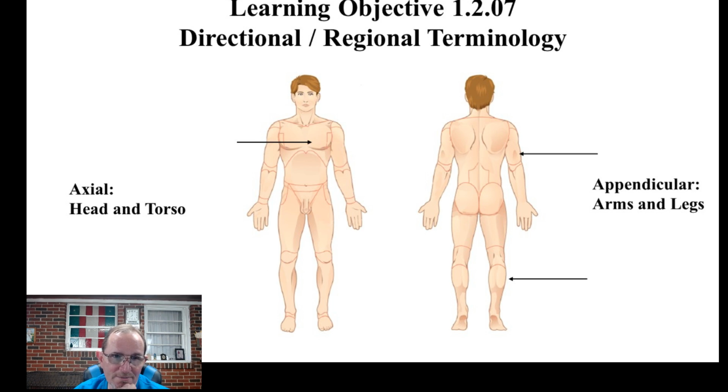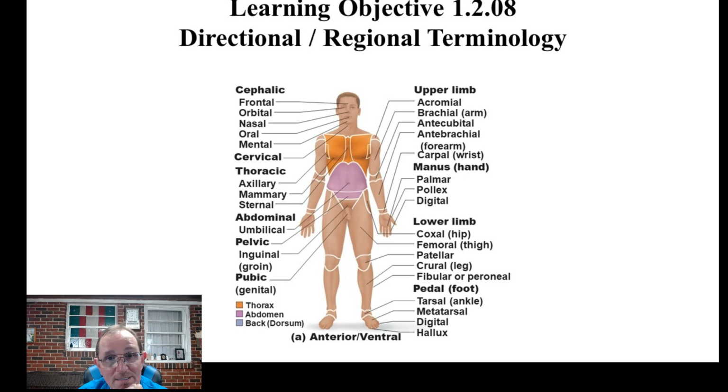This comes into play when we get to the skeleton, but in general, the head and the torso that we were talking about, we call that the axial. The appendicular, as in appendage, is the arms and the legs. I don't know which one of those is correct. We won't worry about it.